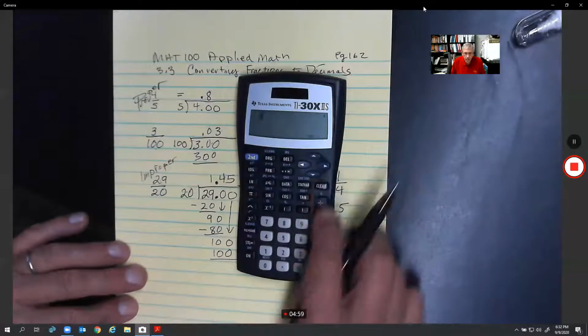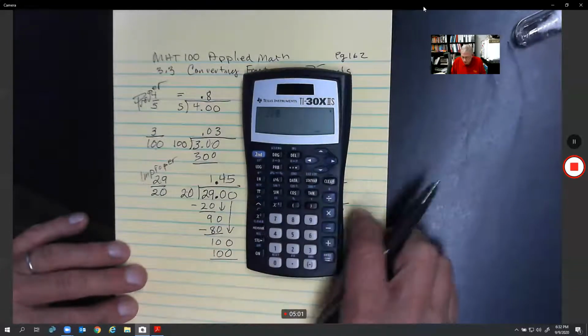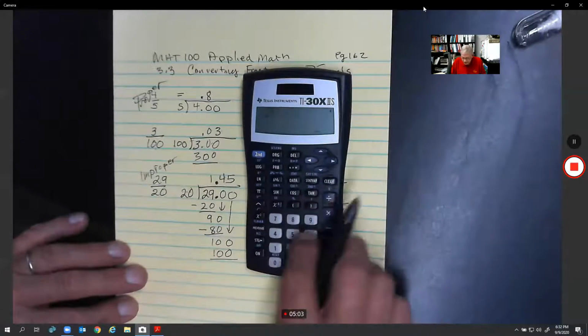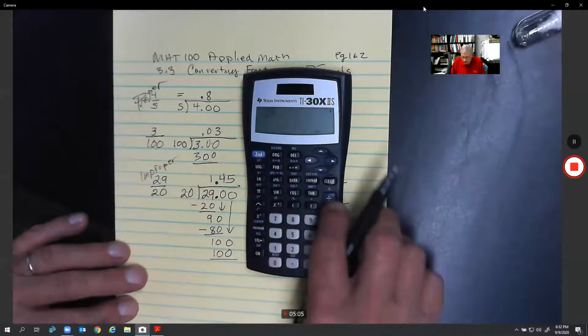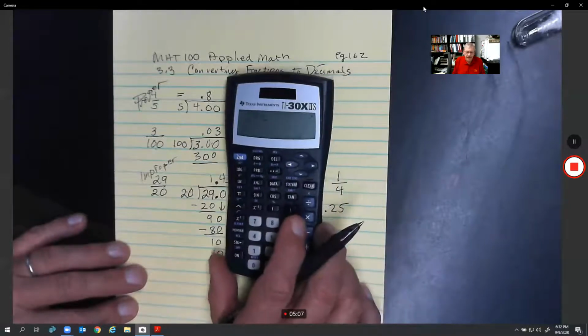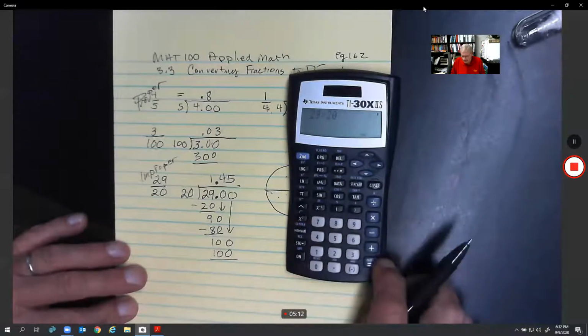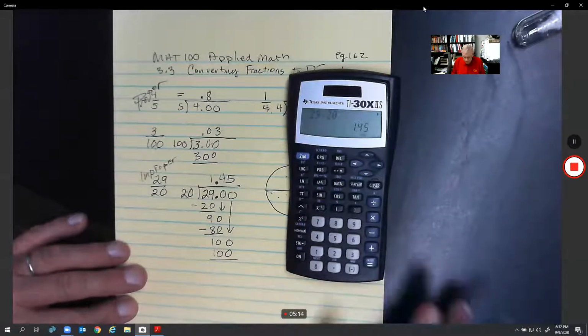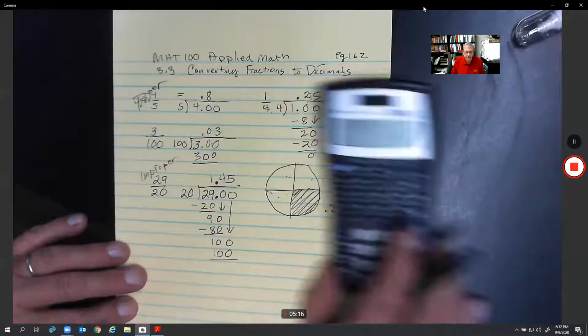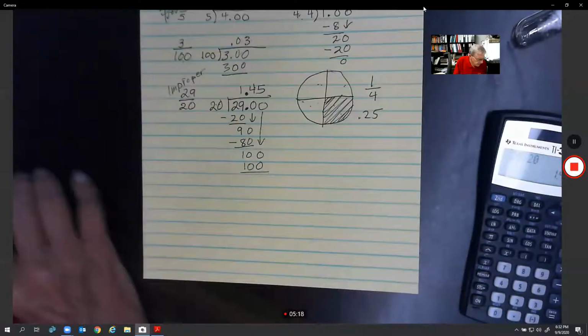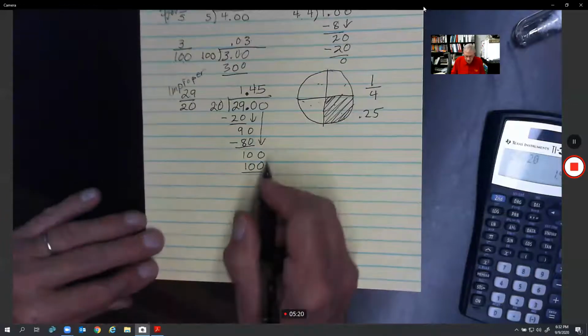29 over 20, see, this fraction bar right here, that's how I made it divide. 29 over 20 is 1.45, see? Okay, pretty easy to do, huh? Here's one more.